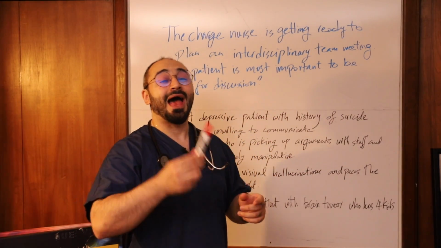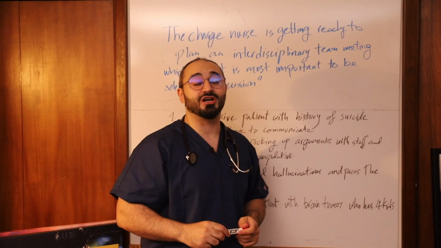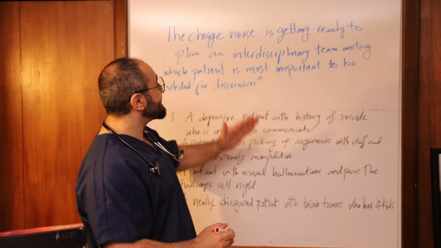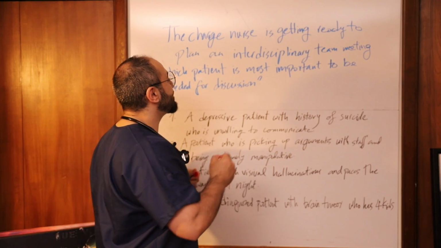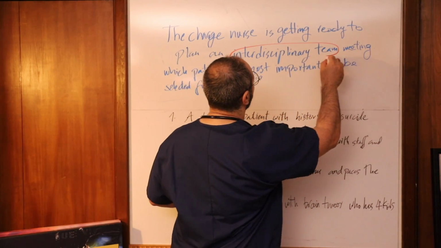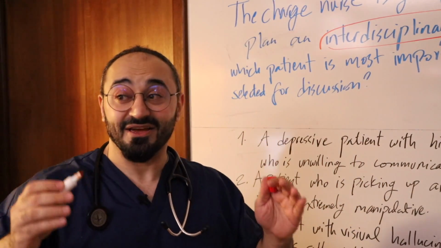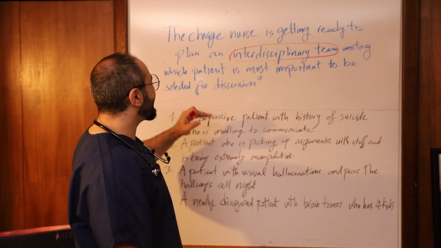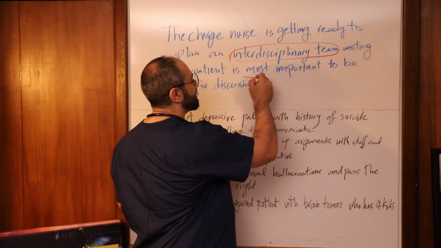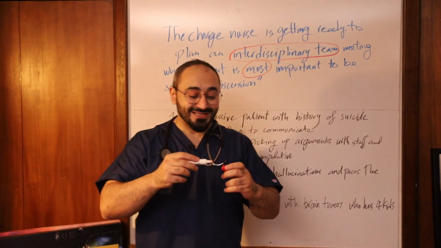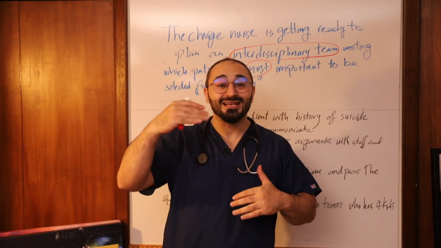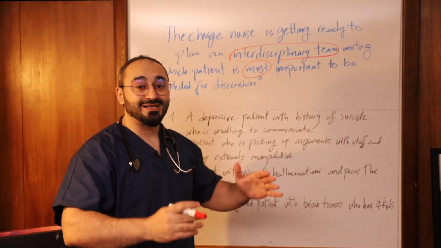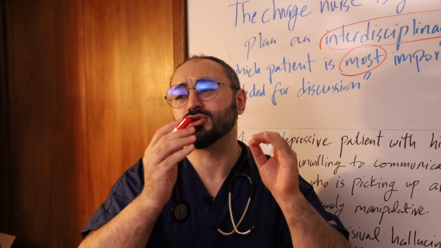The second time, I'm gonna pull up my red marker and highlight keywords. All right, so the charge nurse is getting ready to plan an interdisciplinary team meeting. Interdisciplinary team, that is a freaking keyword. Which patient is most important to be selected for the discussion? Most, all right? When we say most, it is like the highest priority patient. So those are the 2 keywords. I need to keep my focus on those 2 keywords.